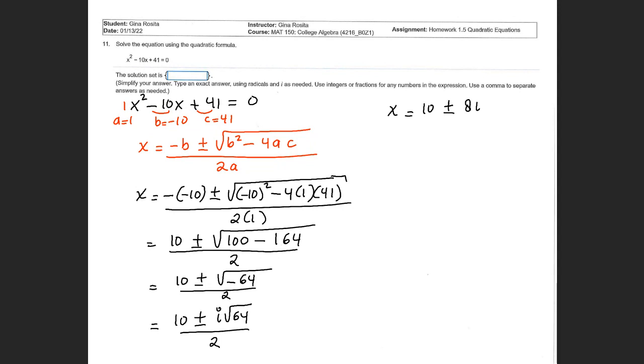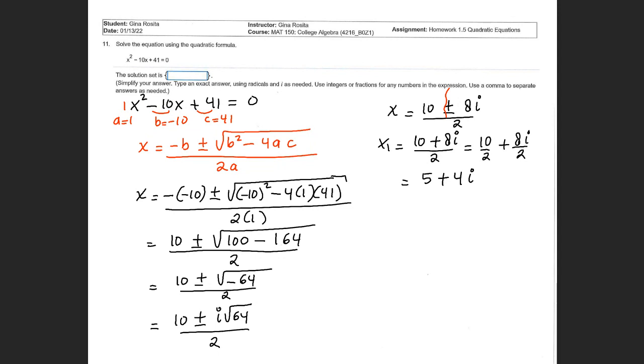So I can write that 8i over 2. Okay? So now we're going to separate, yeah? So this one, we can separate, yeah? Like that, yeah? By using the positive first. So x1 equals 10 plus 8i over 2. So we can write down 10 over 2 plus 8i over 2. So the answer becomes 10 divided by 2 is 5 plus 8 divided by 2 is 4i. Okay, take the positive first.